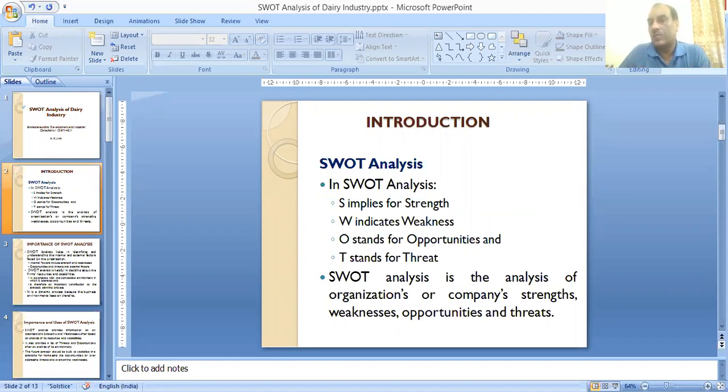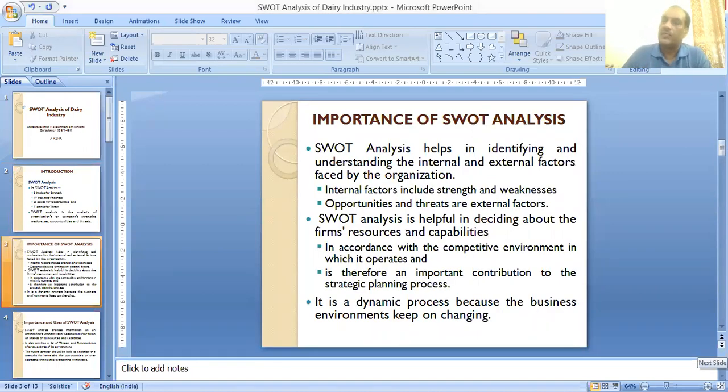So when we say SWOT, the first two words, strength and weaknesses, lie within the organization. These two words are internal factors that affect the industry. And opportunities and threats are the external factors. SWOT analysis helps in identifying and understanding the internal and external factors faced by an organization.